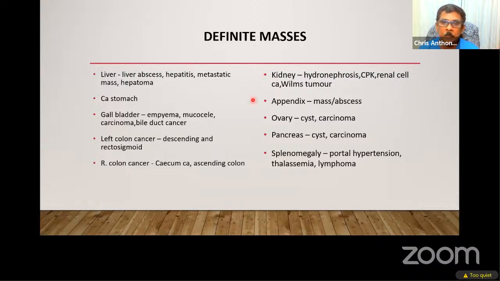Ovarian cyst is also another common cause of lesions in the right and left lower abdomen, and ovarian carcinoma in elderly, older patients. Masses from the pancreas are usually pseudocysts of the pancreas and adenocarcinoma of the pancreas. Masses arising from an enlarged spleen can be due to portal hypertension, cirrhosis of the liver with portal hypertension, thalassemia with a large spleen, and lymphomas. These are the common causes of masses arising in an enlarged spleen.